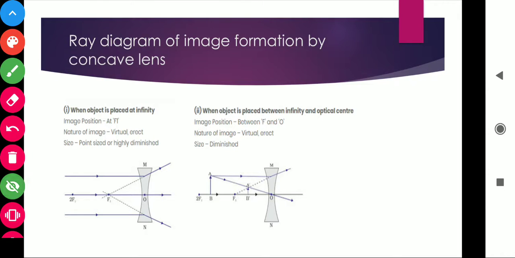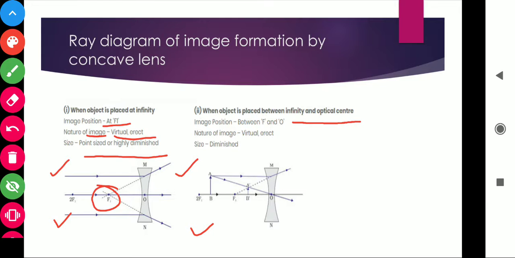When the object is at infinity, again the rays come parallel to the principal axis and they diverge after refraction but seem to meet at focus. So this is the position of the image. Nature: virtual and erect at F1, and it is a point image, highly diminished. The next one is when the object is between infinity and optical center, meaning we will keep it anywhere.